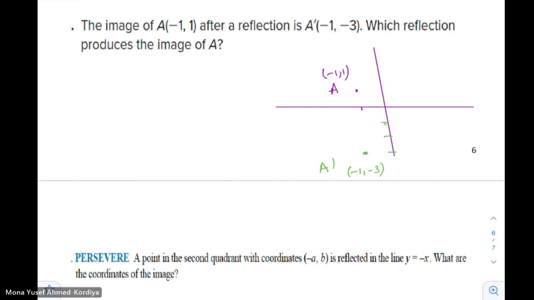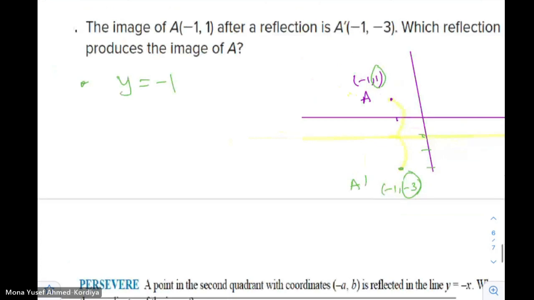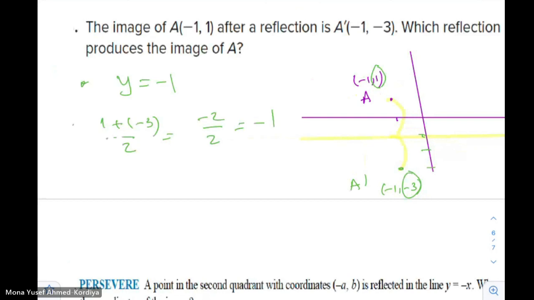I mean, at what line? Actually, you can imagine here that there is a line in the middle, midway between these 2 points, where the distance here is equal, and this is a horizontal line. So that means here we can directly guess that the line is y equals -1. This is one approach. What is the other approach? We can realize that this line is the midpoint between the 1 and the negative 3. So we can find simply the midpoint by adding 1 plus negative 3 and divide by 2, which is negative 2 over 2, which is negative 1. And this is also the same result.